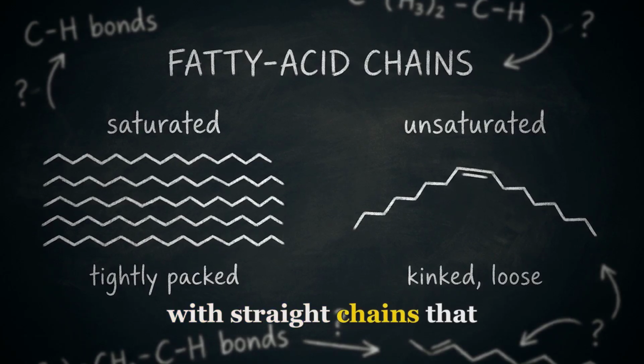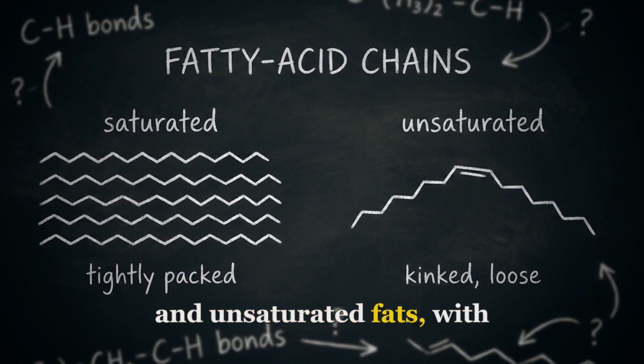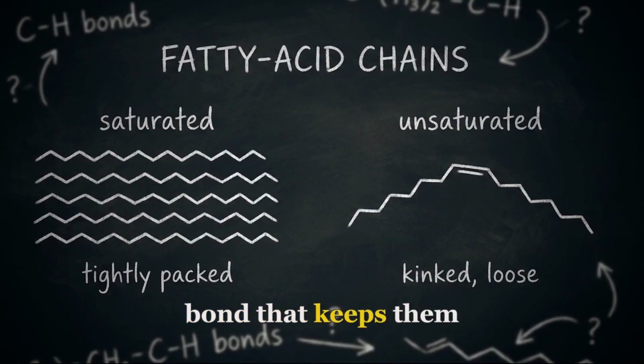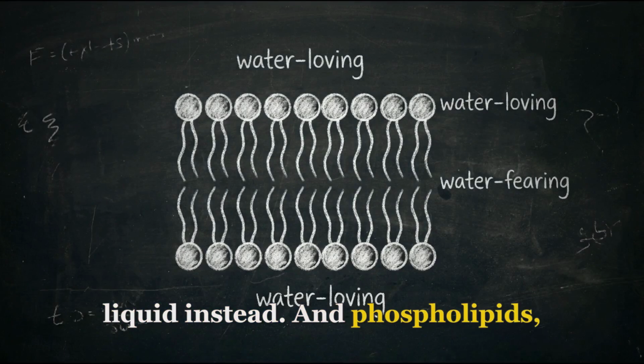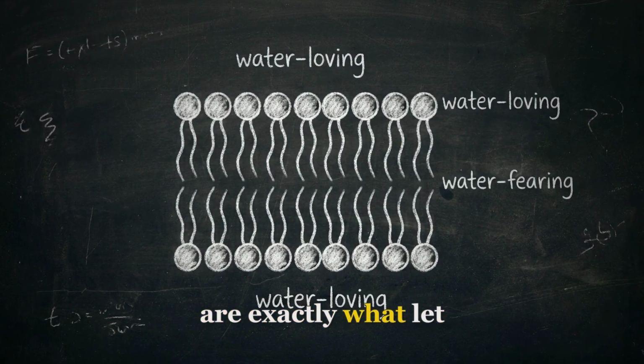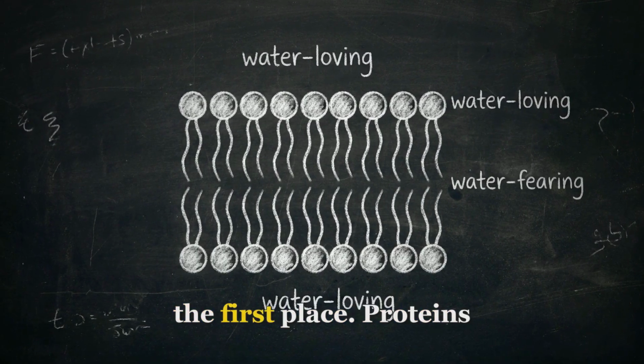Saturated fats are packed with straight chains that stack tightly and stay solid at room temperature, and unsaturated fats have a kink in the chain from a double bond that keeps them liquid instead. And phospholipids, with a water-loving head and two water-fearing tails, are exactly what let cell membranes form and hold their shape in the first place.